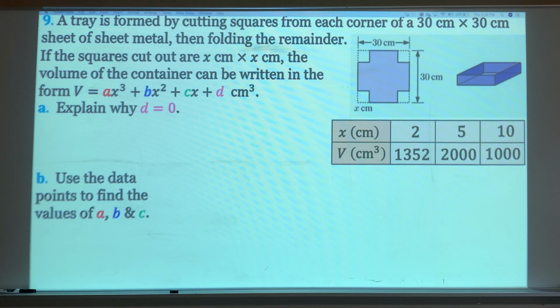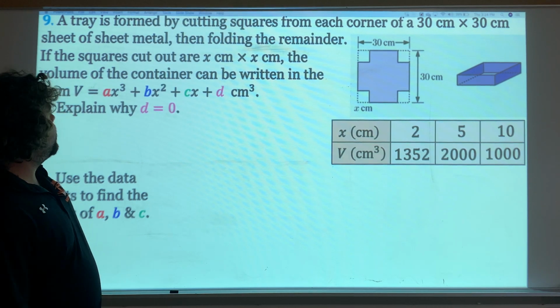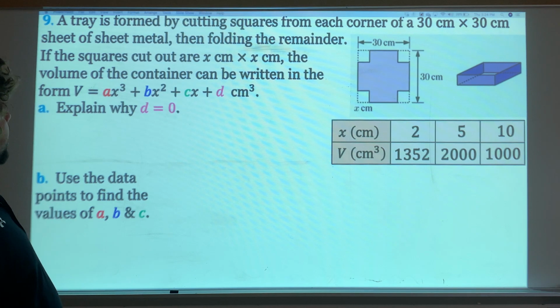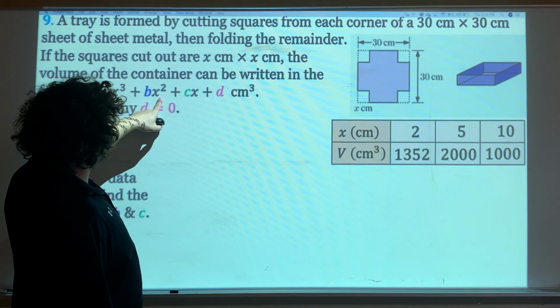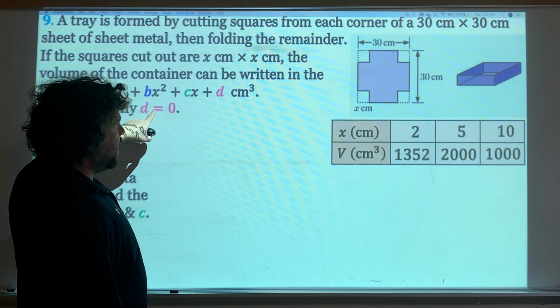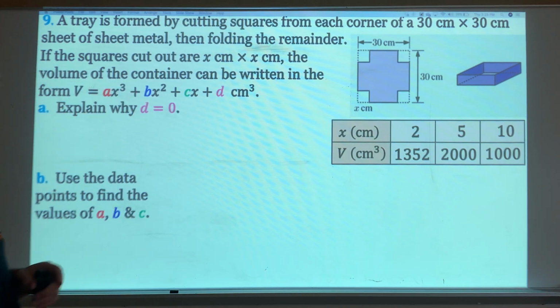Problem 9. A tray is formed by cutting squares from the corners of a 30 by 30 centimeter sheet of metal and then folding the remainder. The squares are cut out of x by x centimeters. The volume of the container is written in the form: volume equals ax cubed plus bx squared plus cx plus d. Explain why d is 0. Why is d 0?